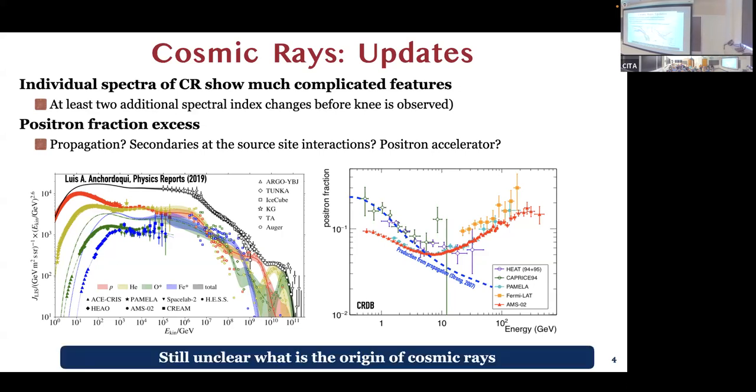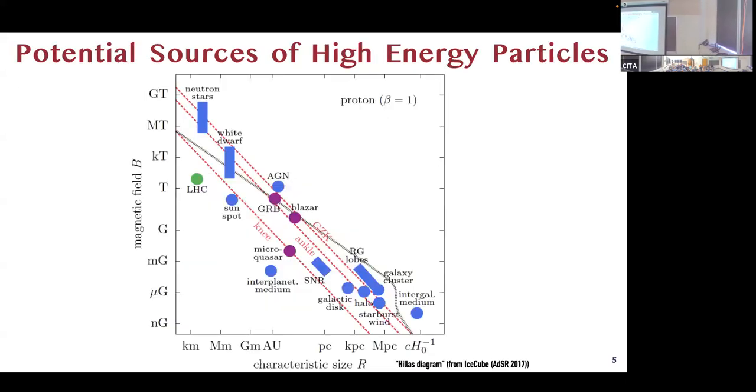But one thing that I wanted to point out is that even if we learned a lot about cosmic rays with really improved measurements thanks to the space-based experiments, we still do not know where these particles are coming from. We get more hints of where they are coming from, but we still don't know where they're coming from. And of course, this is the standard Hillas diagram.